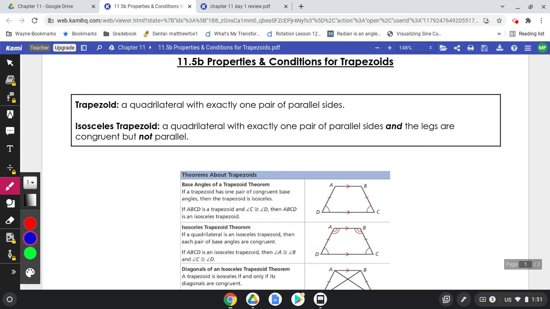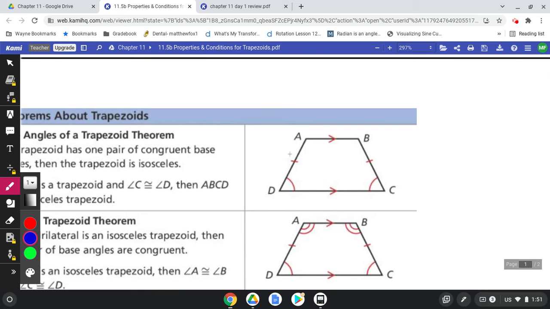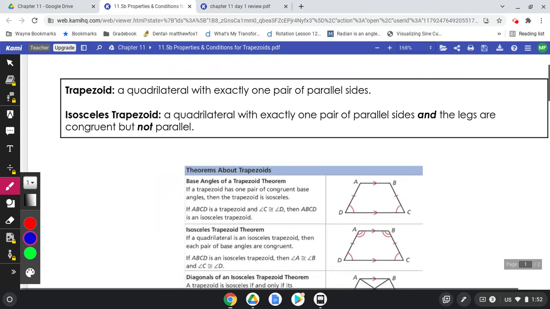And then we also are going to talk about an isosceles trapezoid. This is when we have a quadrilateral with exactly one pair of sides that are parallel, and the legs are congruent but not parallel. So if you look here at this picture, you can see these two legs. The legs connect the bases, and they are the same size. They are congruent, but they are not parallel to each other. Okay? So those are our two vocab words. Pause it if you need more time to write them down.